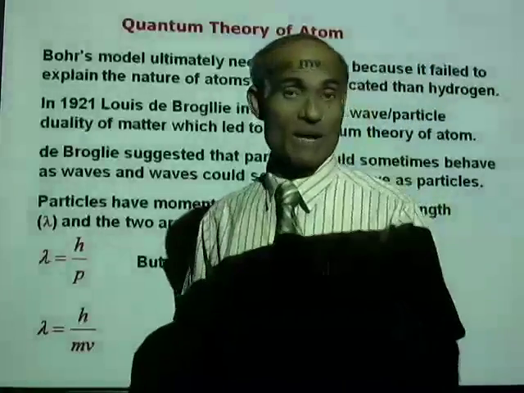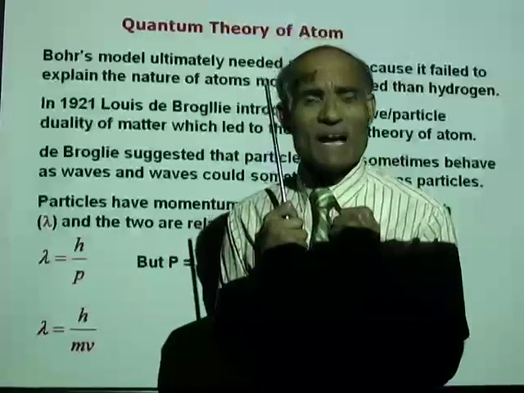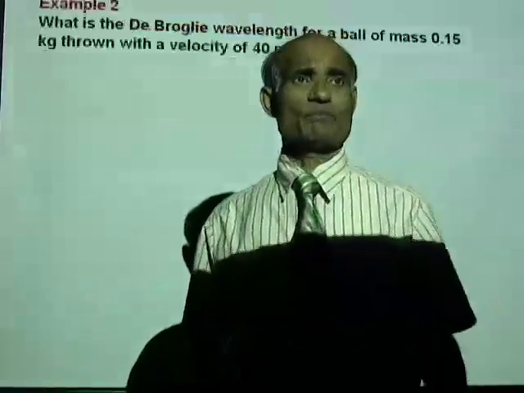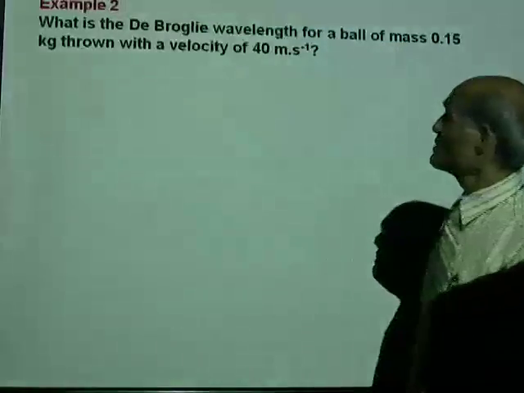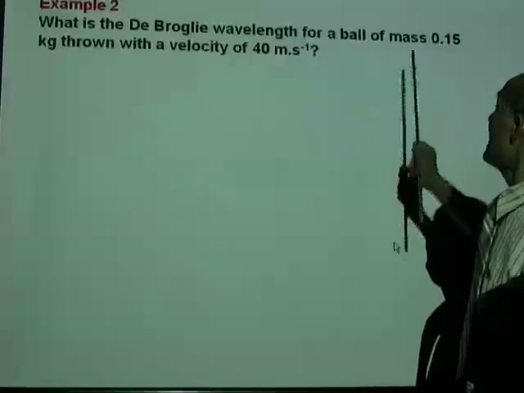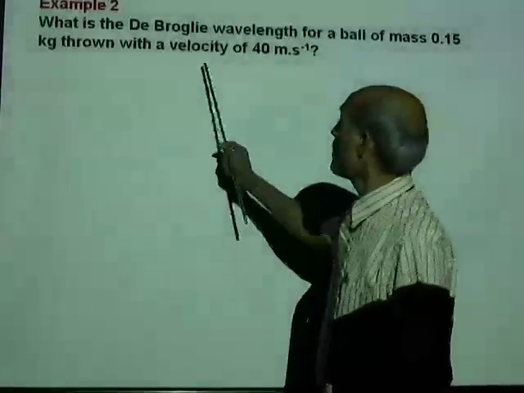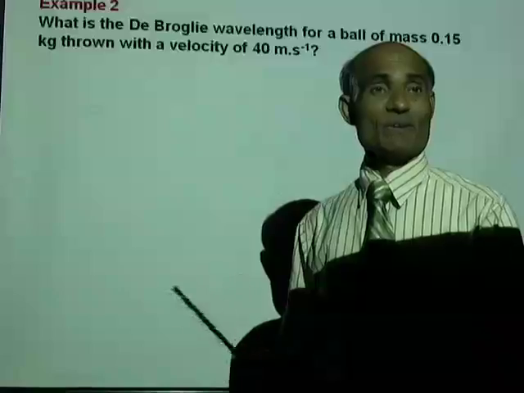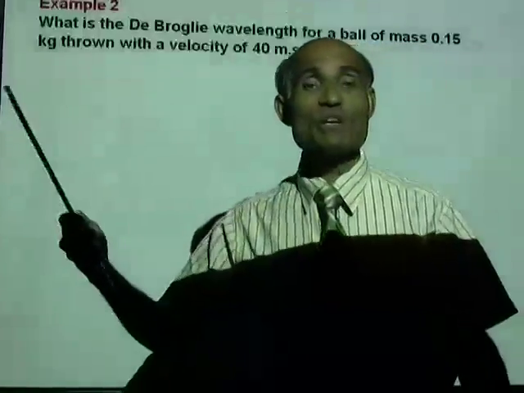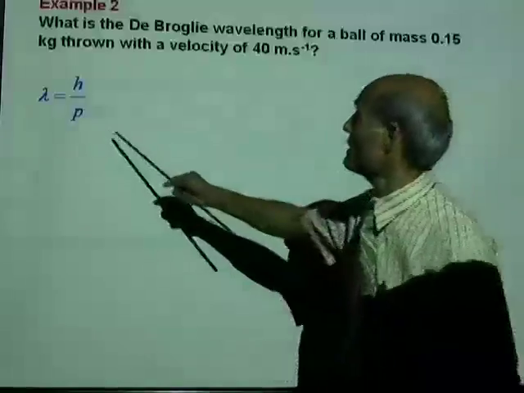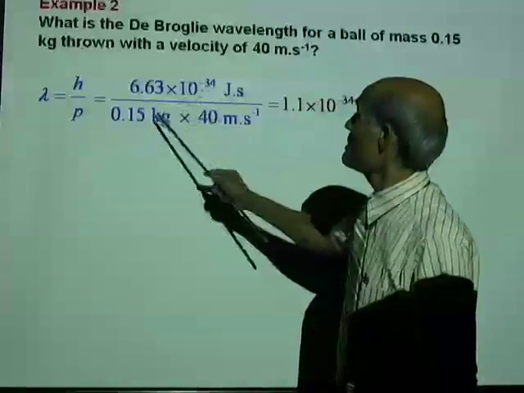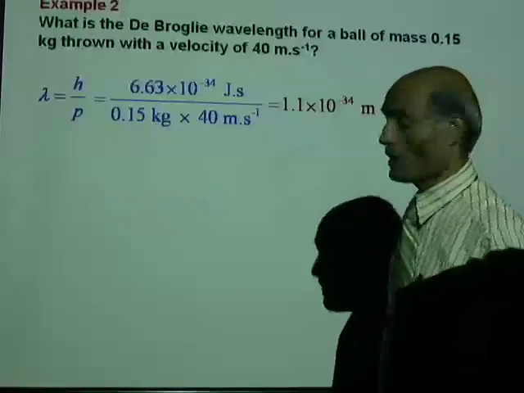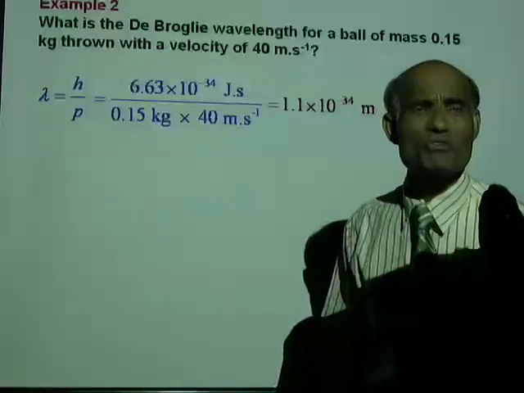Well, does it mean that you can measure my wavelength, your wavelength, the wavelength of this stick? Well, let's have a look. A small problem. What is the de Broglie wavelength of a ball of mass 0.15 kilogram thrown with a velocity of 40 meter per second? That'll be interesting. It's a very simple problem, is that right? Lambda equal to h over mv, p equal to mv. So h we know, m and v are given, and look at that wavelength. It is 1.1 times 10 to the negative 34 meter.